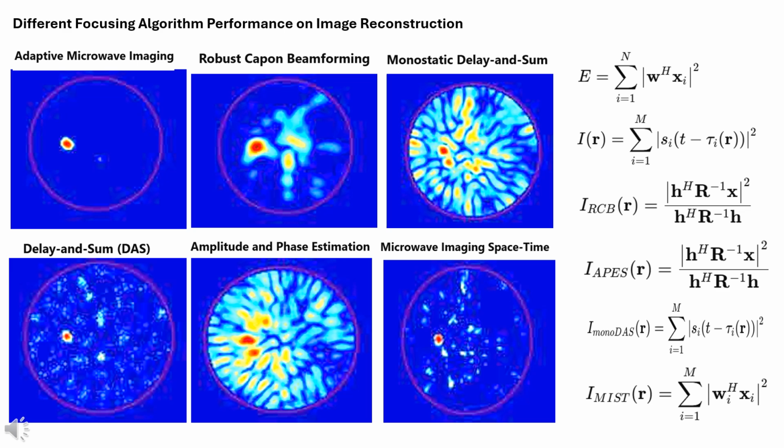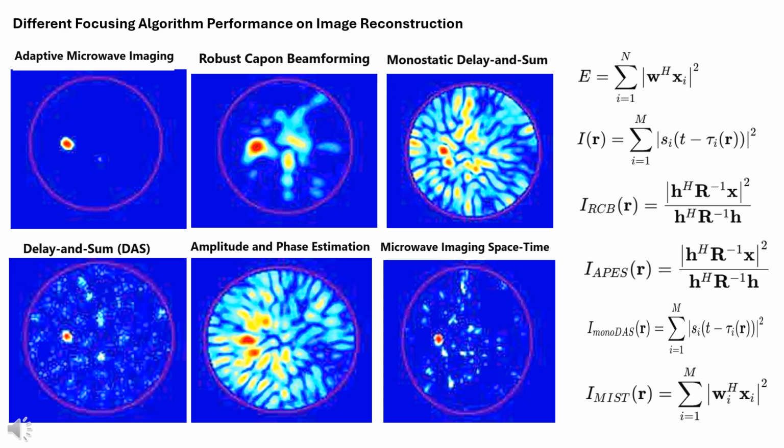The amplitude and phase estimation (APES) method focuses on both amplitude and phase recovery of the backscattered signals, offering higher resolution. However, its sensitivity to noise can reduce the quality of the output. The intensity formula is I-APES. APES performs similarly to RCB, but with slightly more noise, though it still achieves high-resolution imaging.